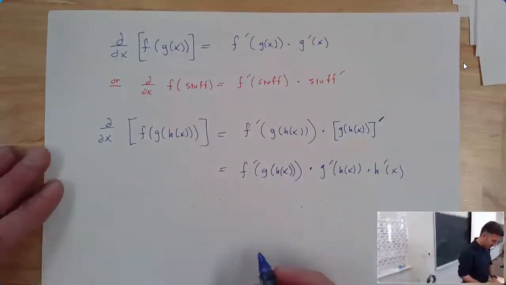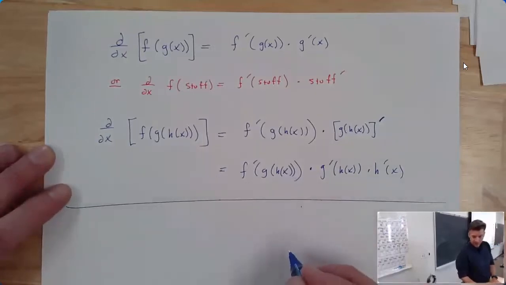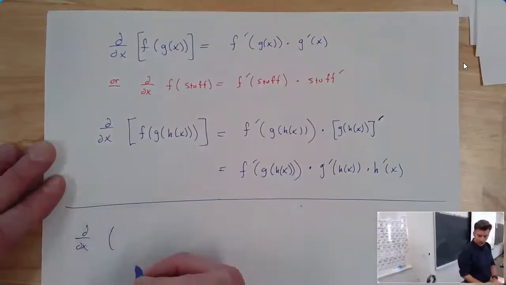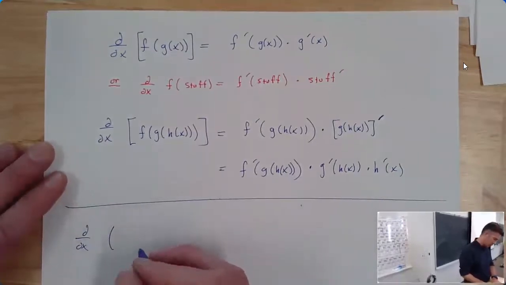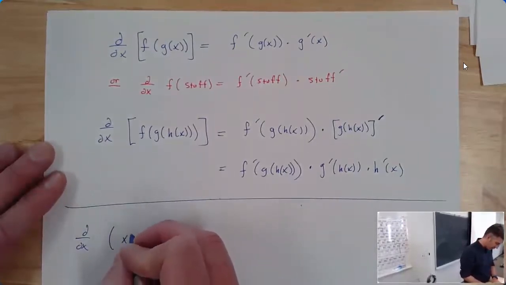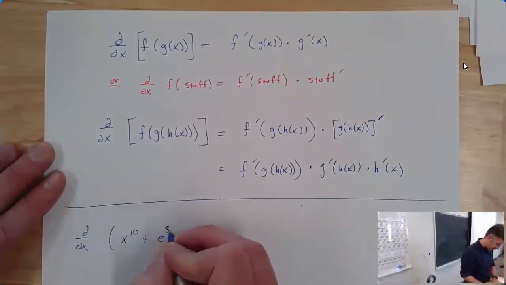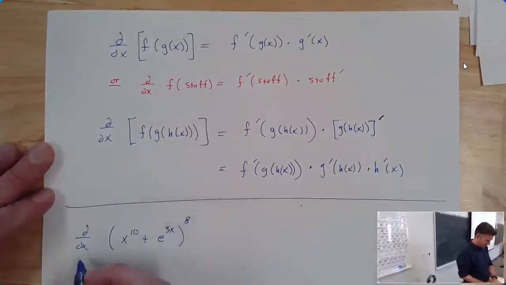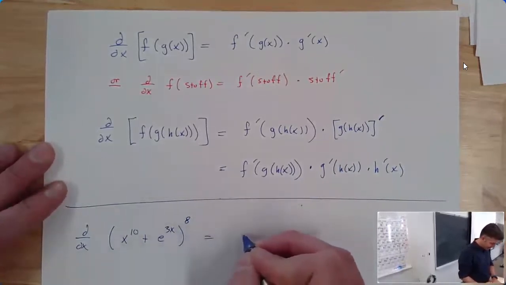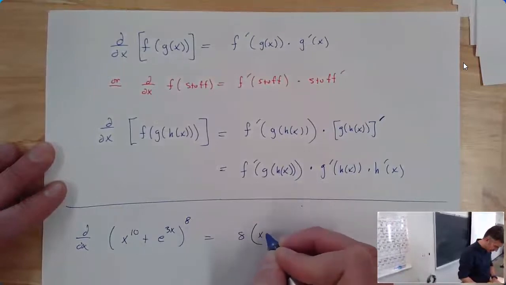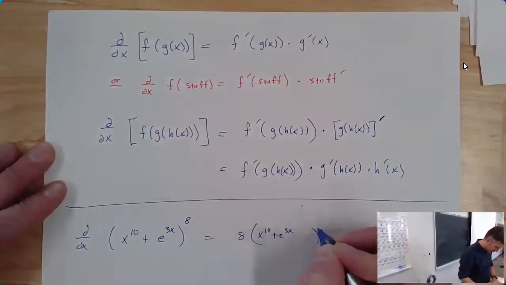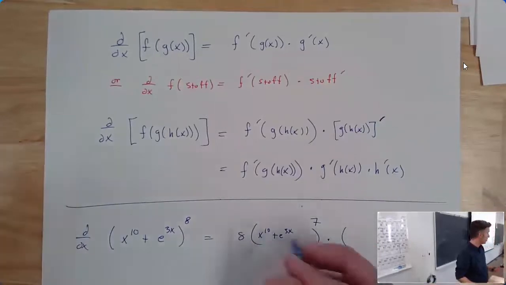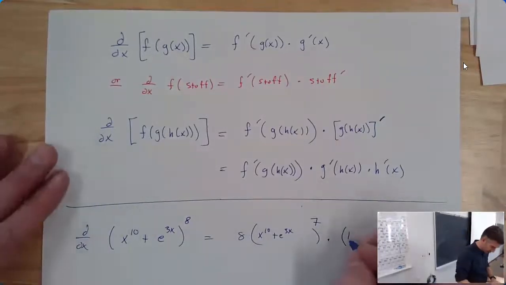Right. So for example, if we're going to take the derivative of something like x to the 10th plus e to the 3x, sure, why not, to the 8th power. The derivative of some stuff to the 8th is 8 times my stuff to the 7th times the derivative of the stuff. Okay, the derivative of x to the 10th, you know how to do. X to the 9th. There isn't anything more complicated about that.